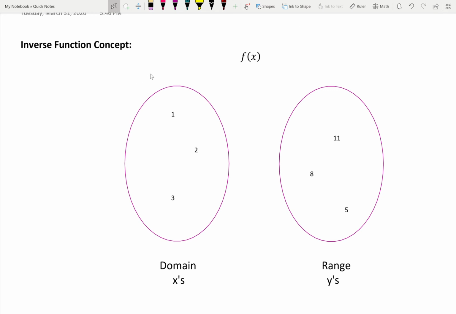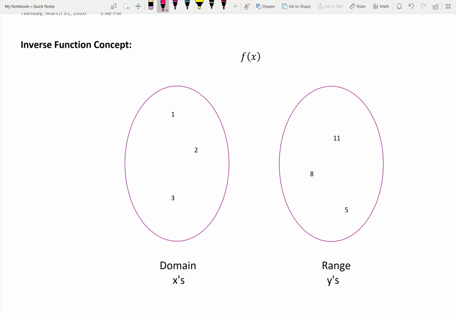Alright, so in this video we're going to be talking about inverse functions, but before we can really talk about inverse functions, we've got to first talk about what a function is, right? So I have drawn two little ovals. The left-hand side is the domain, and the right-hand side is the range. So what is the domain and what is the range?